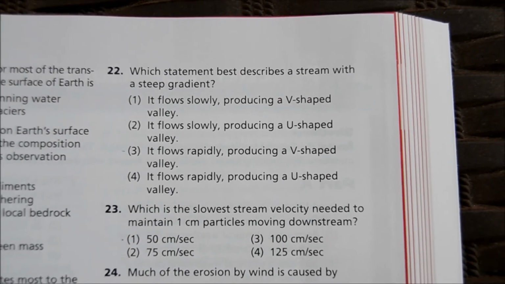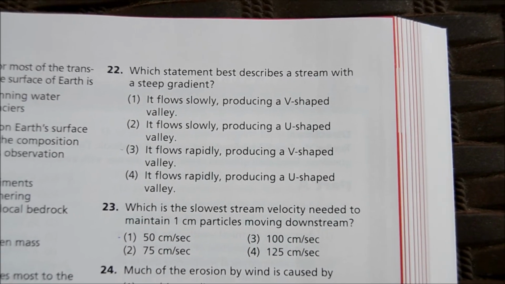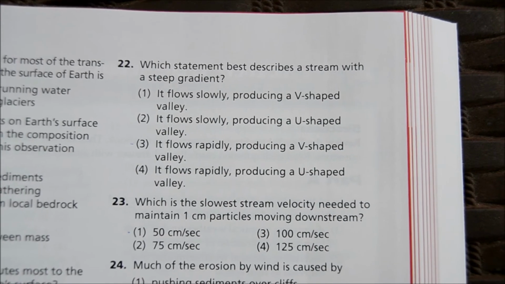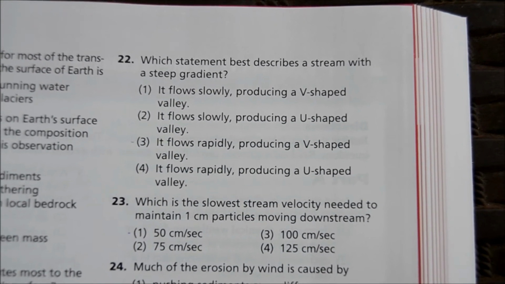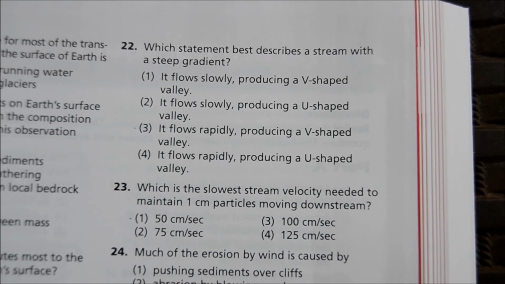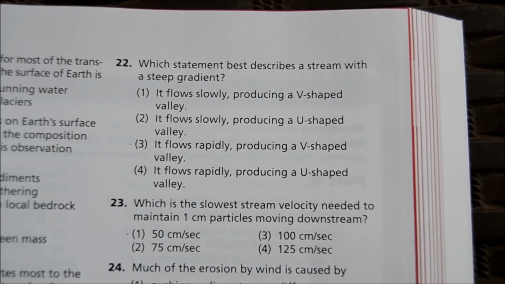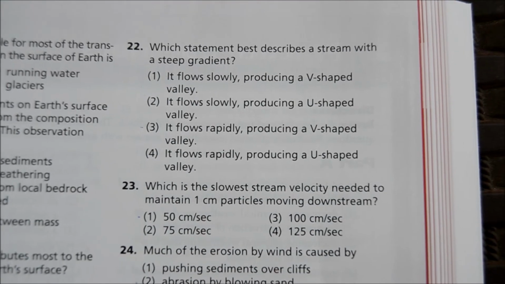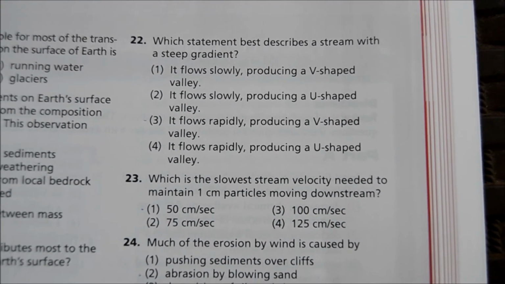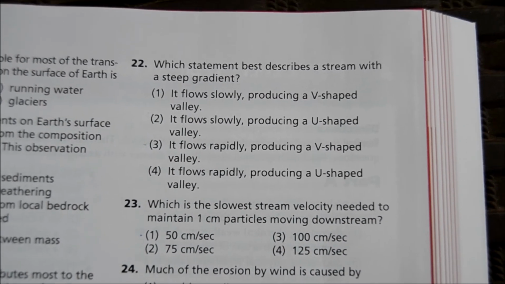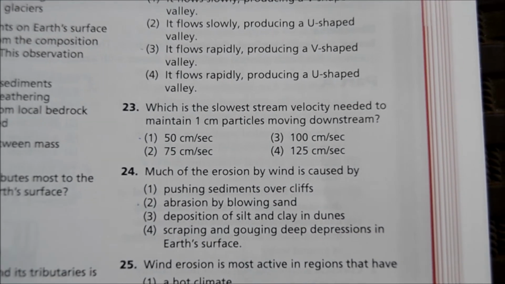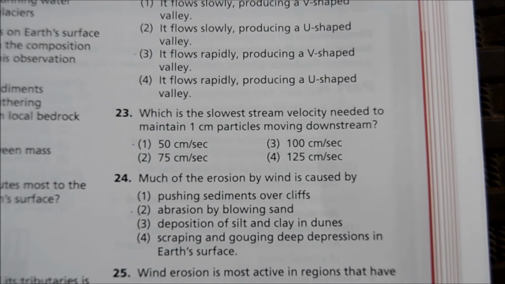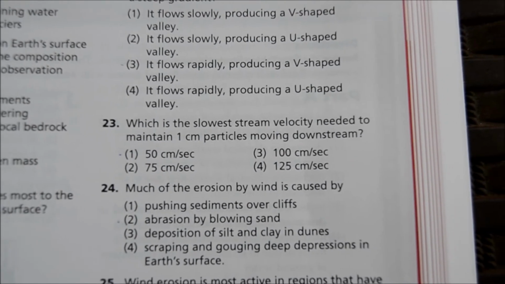22. Which statement best describes a stream with a steep gradient? Gradient means slope. So if it has a steep slope, that means the water is moving fast. So it flows rapidly, producing a V-shaped valley. The V shape, because remember, it's youth. It's a youthful stream. It's moving rapidly. It's downcutting.